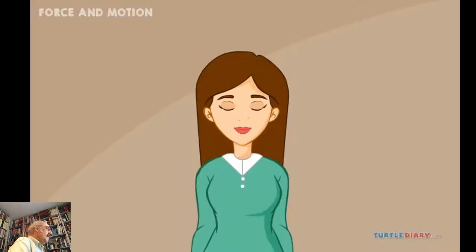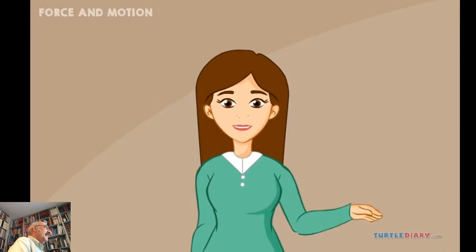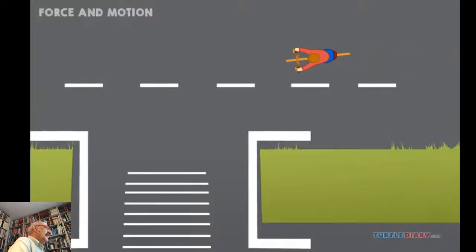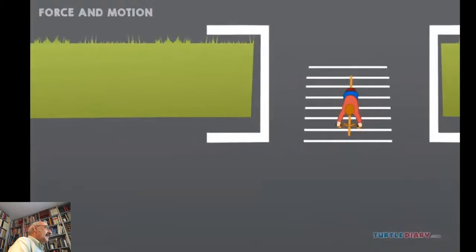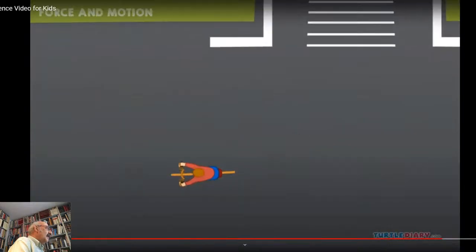You can change which way you're going by using force, by pulling the handlebar, which pulls the wheels in another direction. So you can master your force, the force you are using to move, in order to change direction.